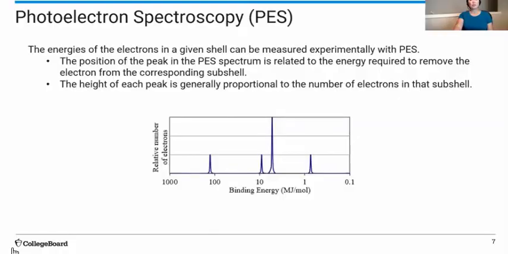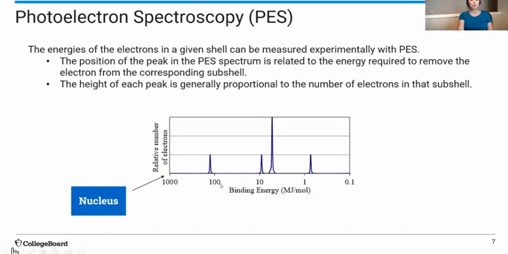All right, let's take a look at an example of a PES. In this spectra, on the x-axis we have the binding energy, which is measured in megajoules, and on the y-axis is the relative number of electrons. The placement on the x-axis indicates how much energy is required to remove that electron from a subshell, and the height of the peaks is proportional to the number of electrons in that subshell.